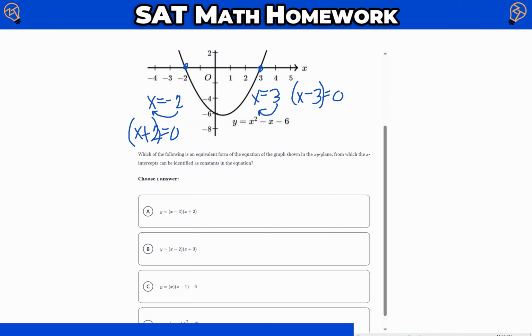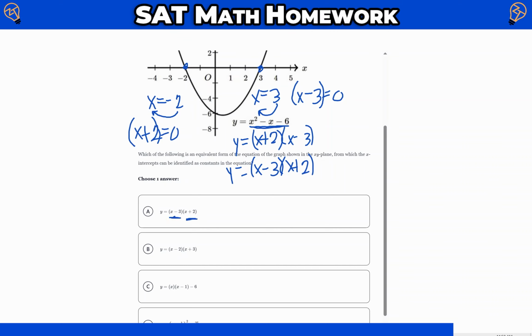And that might look familiar because if you actually factor this, which we could have done from the very beginning, we would get x plus 2, x minus 3. And so the order doesn't matter whether we have x minus 3 first or the x plus 2 because of the commutative property of multiplication. So we're looking for either one of those. We could see an x minus 3 here and the x plus 2 here. So that matches perfectly, making the correct answer A.